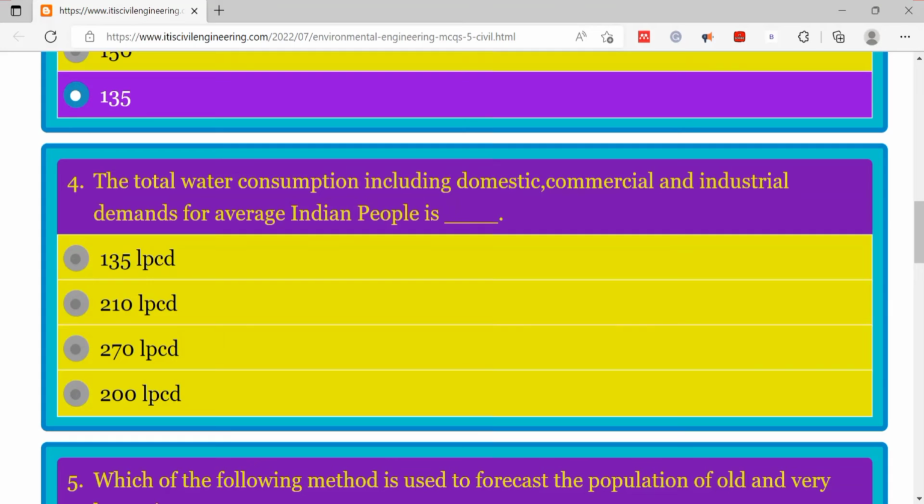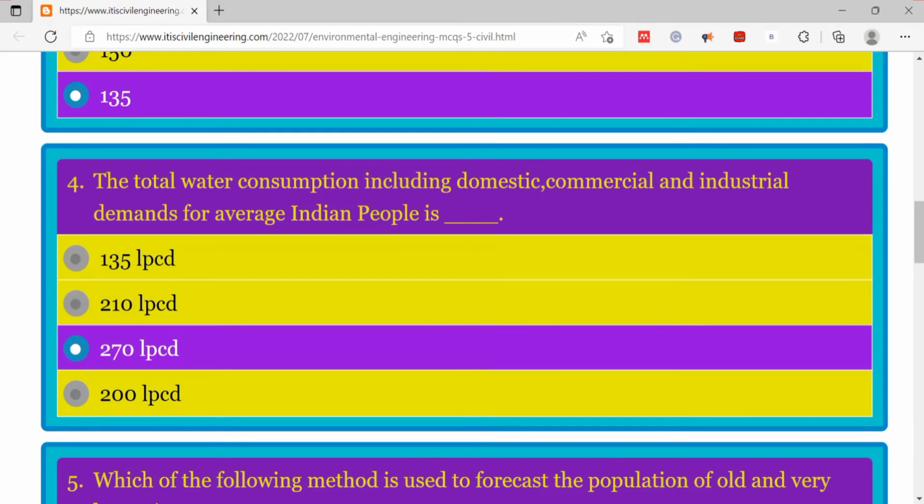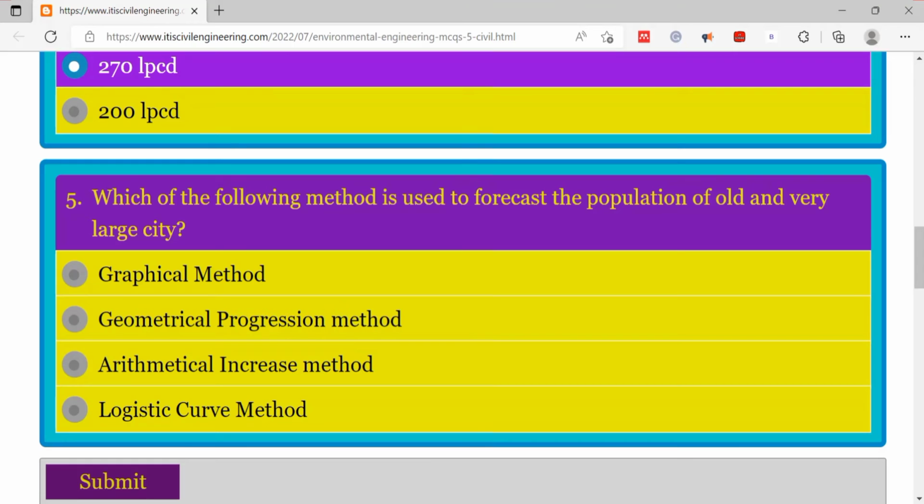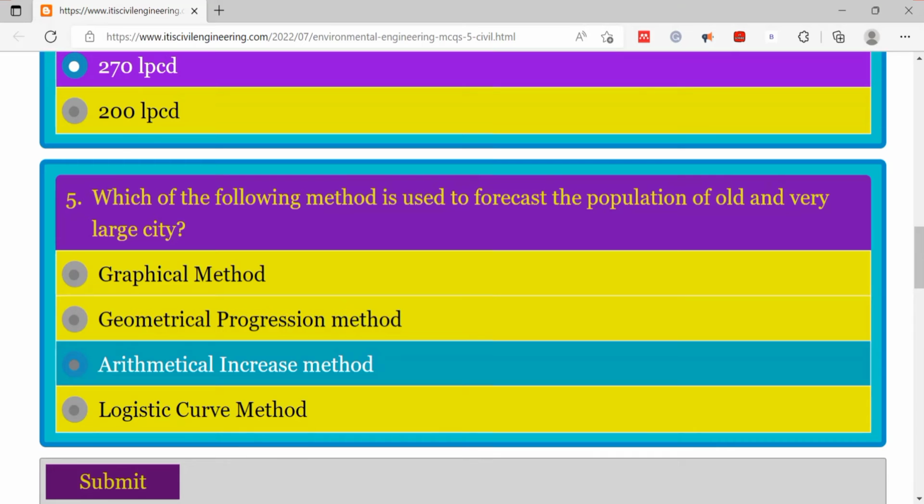The total water consumption, including domestic, commercial and industrial demands for average Indian people is dash. So if we find the total water consumption including the domestic, commercial and industrial demands for average Indian people, it is 270 LPCD. Which of the following method is used to forecast the population of old and very large city? Arithmetical increase method is the method that we use to forecast the population of the old and very large city.